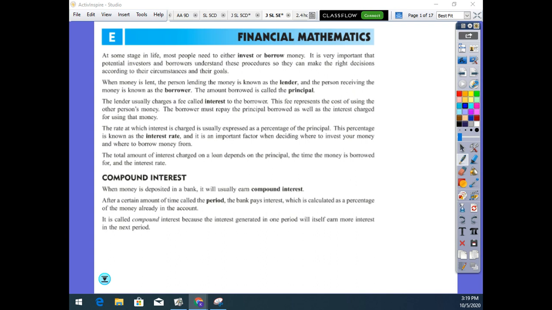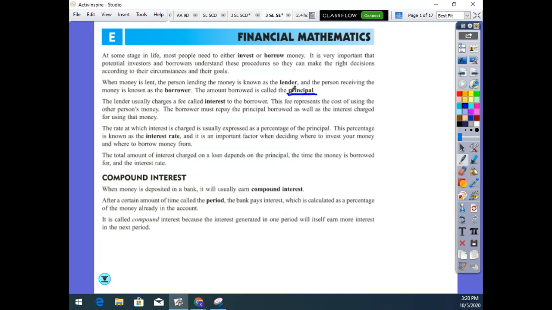Okay, I'm going to warn you right now. This is long, and you're going to want to get your calculator for the end problems. All of this is about financial math. So think about when you buy a car, you have to borrow money and pay it back. So that's kind of what this is talking about.